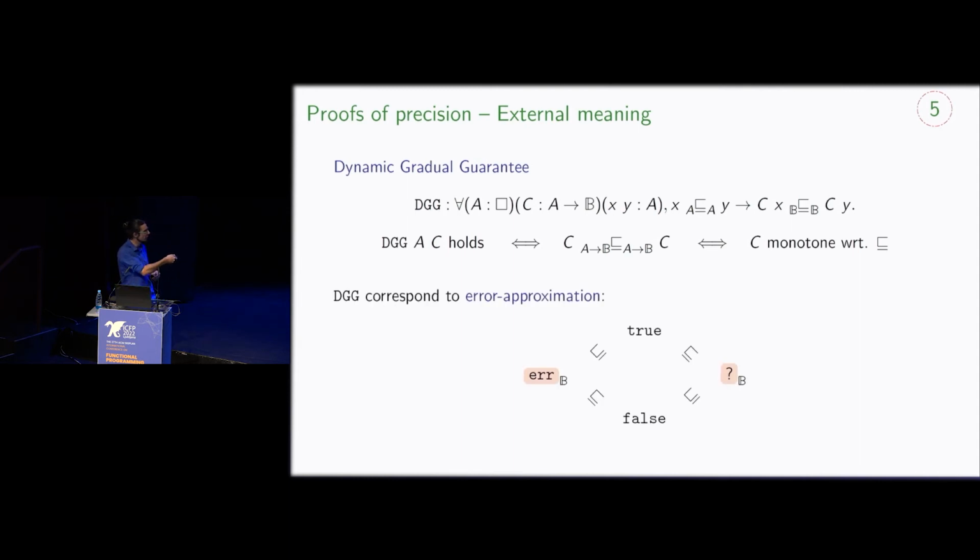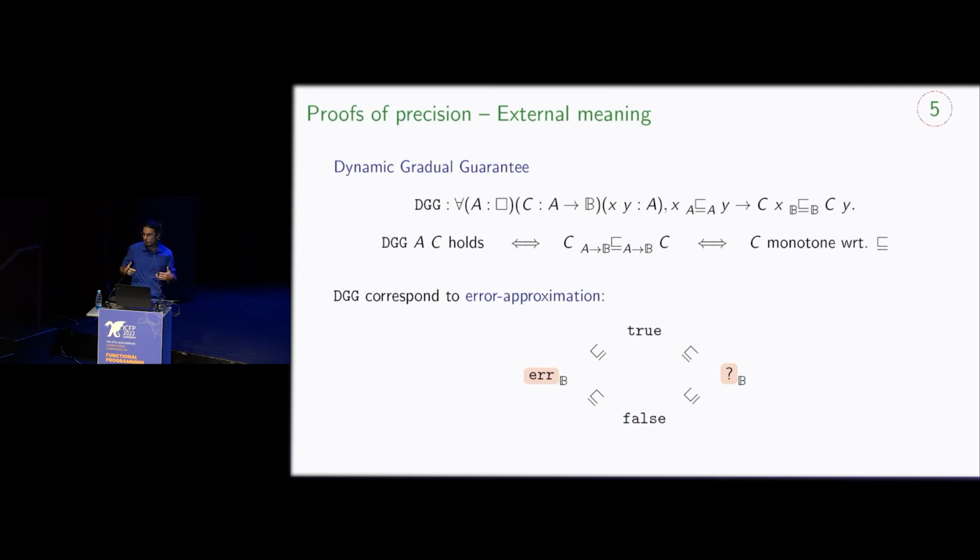types, which contain true and false as usual, but also the exceptional values provided by the gradual language, errors and unknown. And we have a lattice where error is the smallest element and unknown the biggest one, meaning that the dynamic gradual guarantee actually means some kind of error approximation. Meaning that if my value x plugged in the context C does not error, then I'm sure that the value y plugged in the context C will not error either.